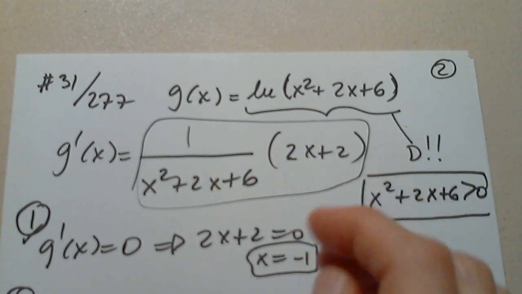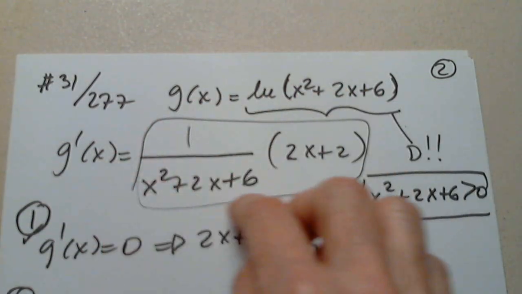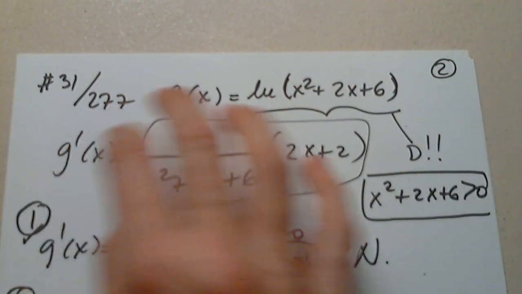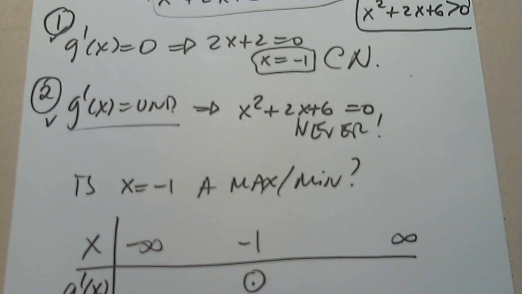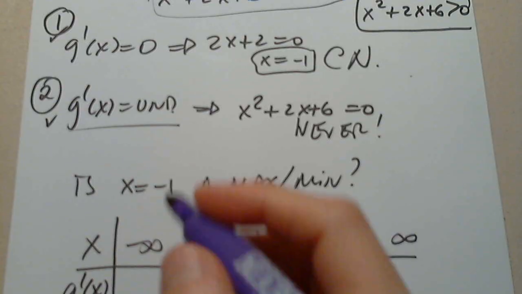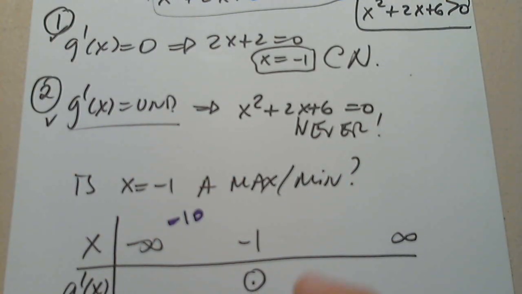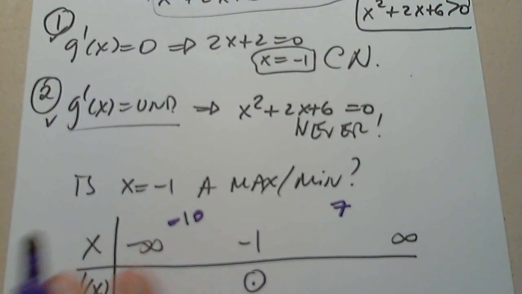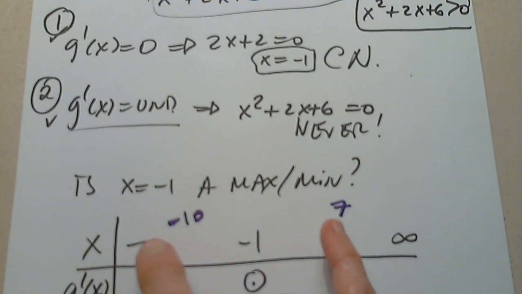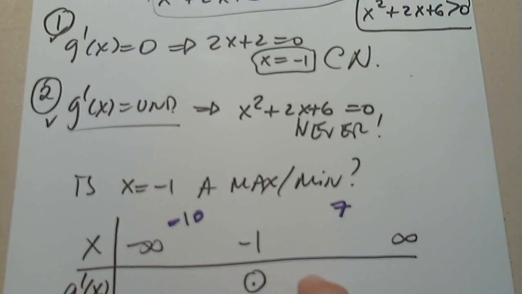One possibility is to plug in the first derivative in the calculator and then plug in a number to the left of -1. Any number that you want to plug in, like let's say -10. And plug in any number to the right of -1, let's say like 7. Don't put them in the table. Just plug them in the derivative so we can find the sign. There is a simpler way, but let's do that.